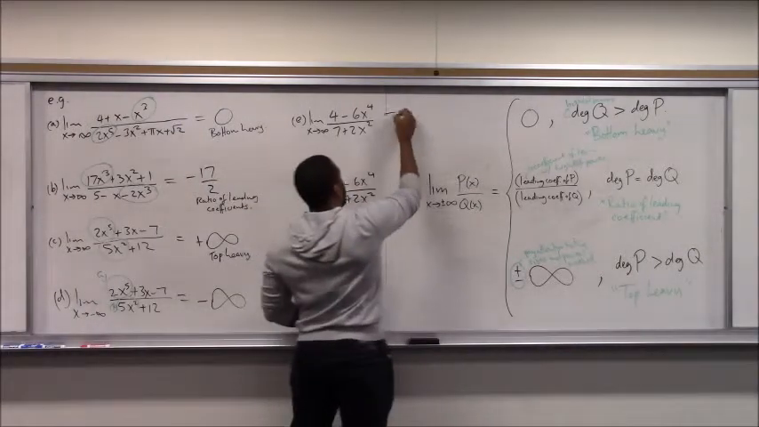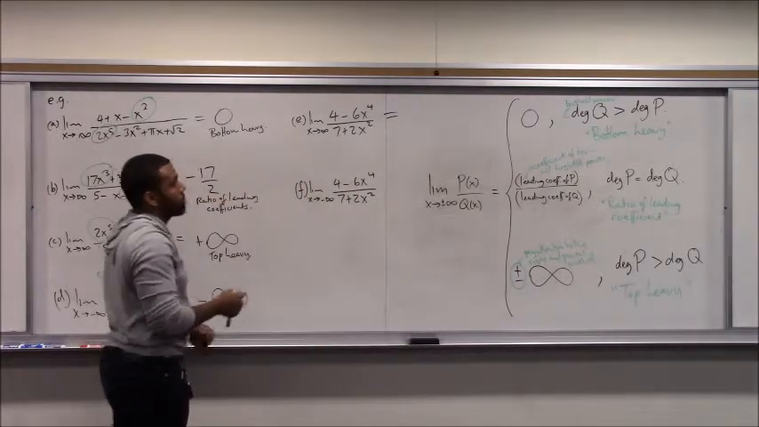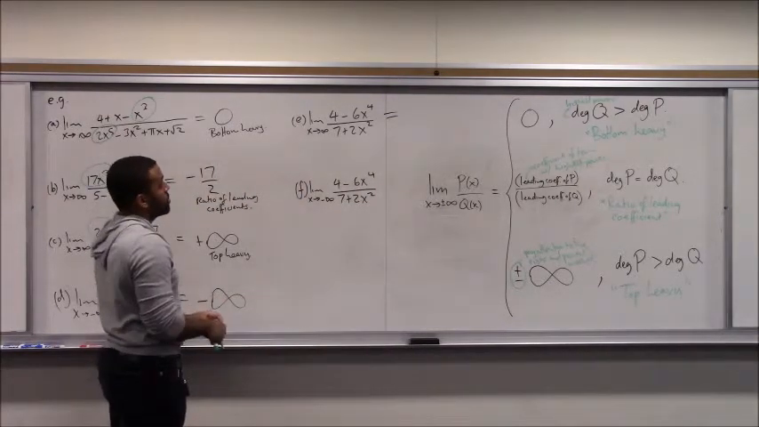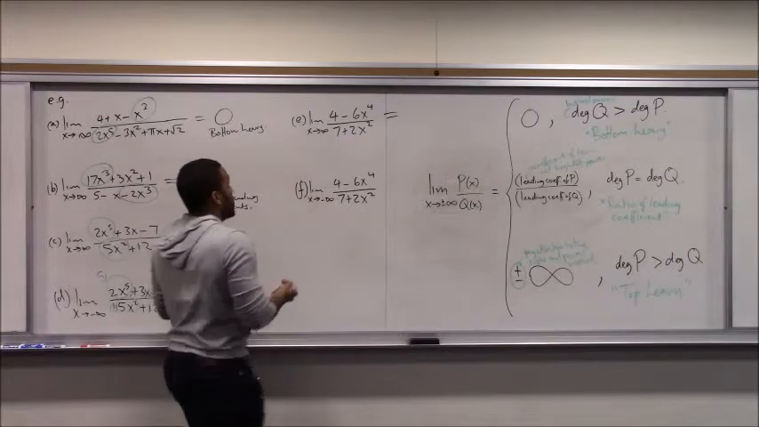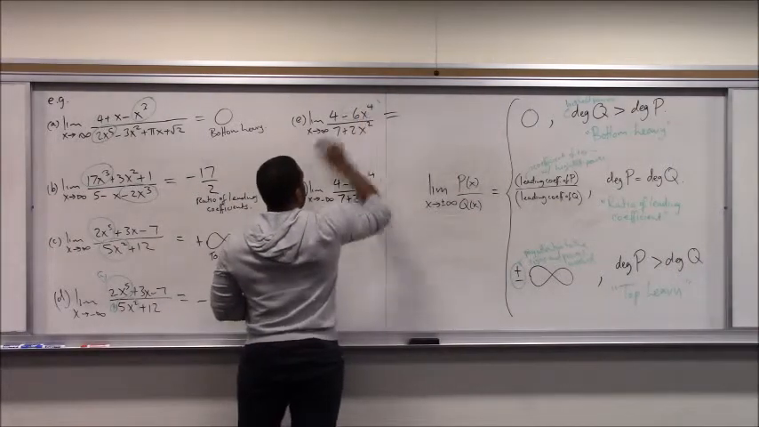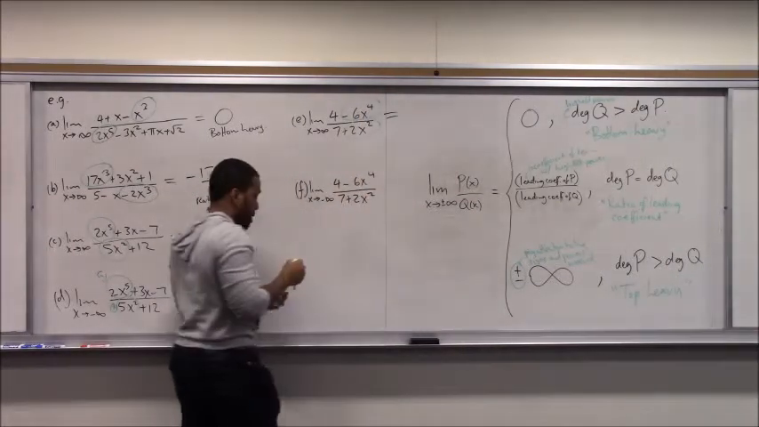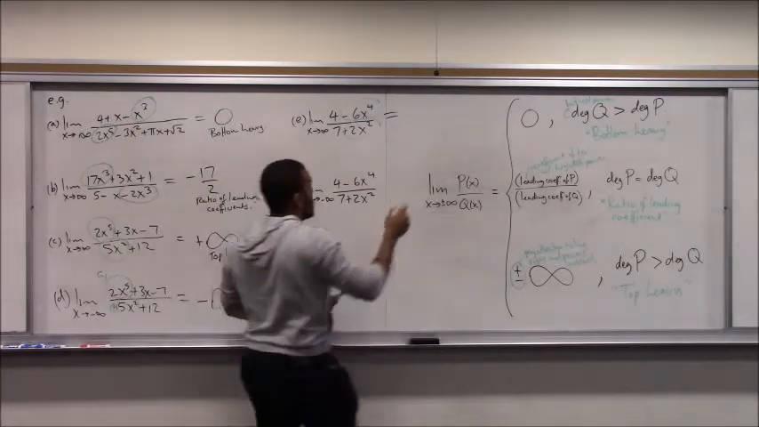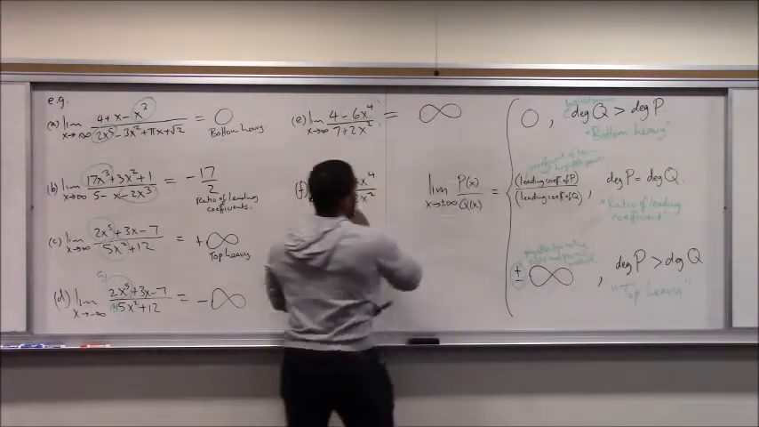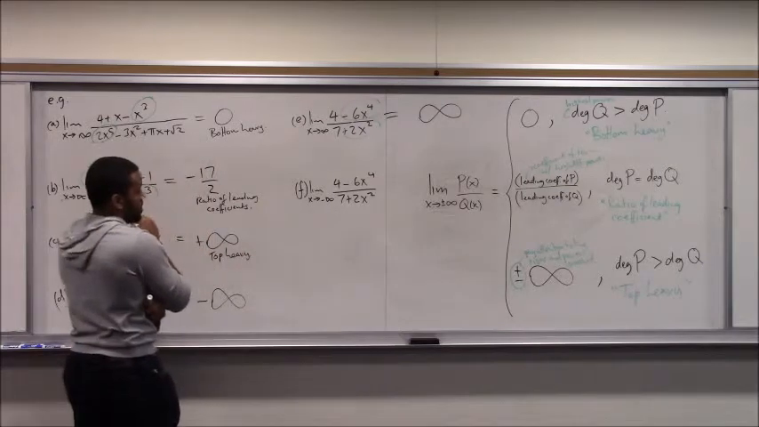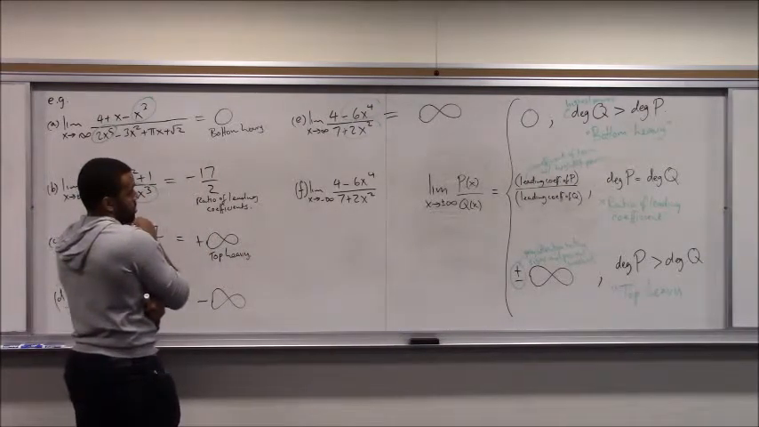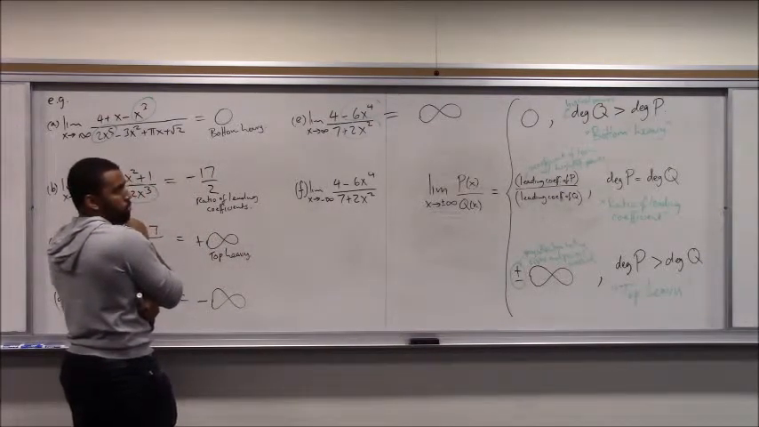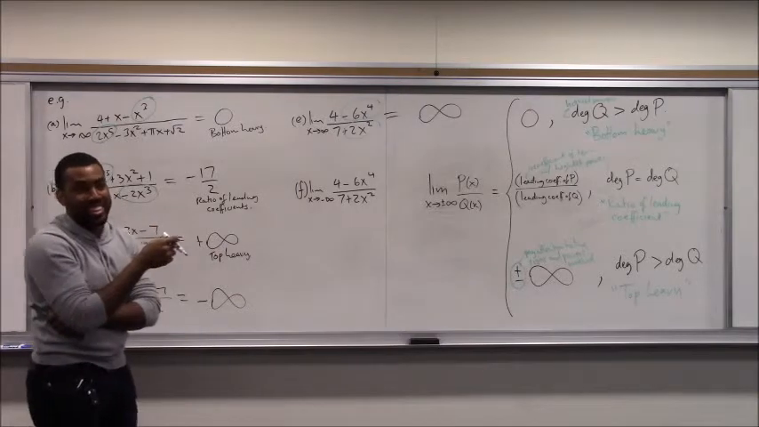What about this one? It's top heavy. The highest power in the top is x to the 4th, the highest power in the bottom is x squared, so it's top heavy. So we know it's an infinite answer, but we need to know which infinity, positive or negative. Positive. Why would you say that? It's one or the other.